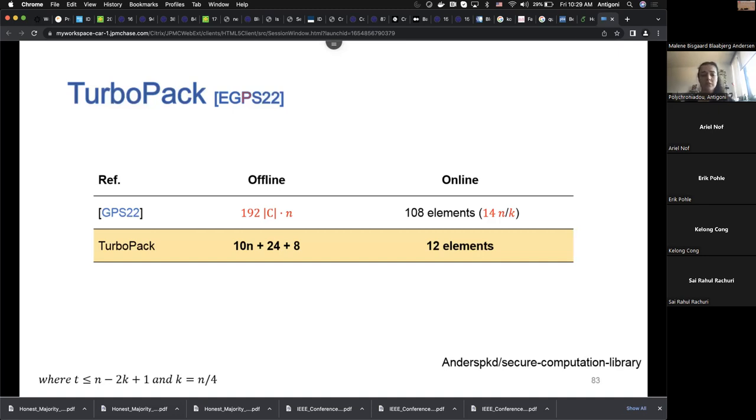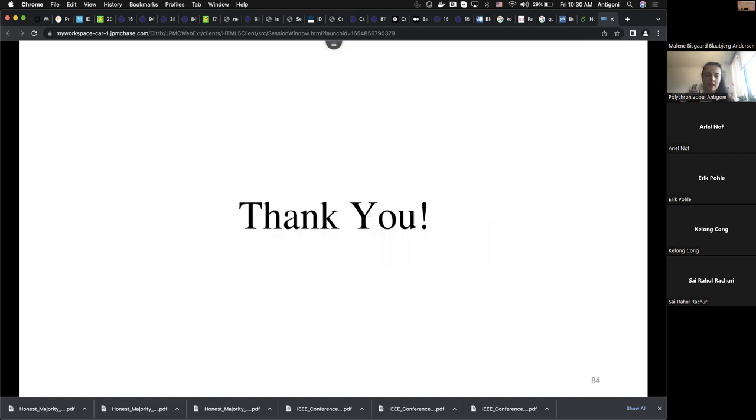So now we want to ask if we can improve the total communication complexity of the protocol. For example, here, what is the total communication complexity? It's going to be like 10n plus 44 elements. Is it 20? Yeah, right. So if we want to improve the total communication complexity of these information theoretic protocols, we can see if we can get something better also in the pre-processing phase. I would like to leave this as an open problem. And thank you. Let me know if you have any questions.